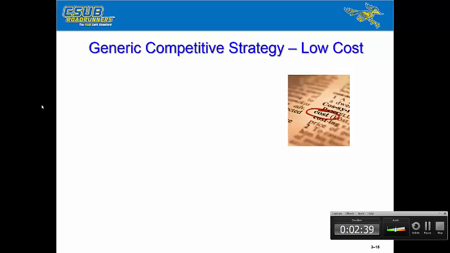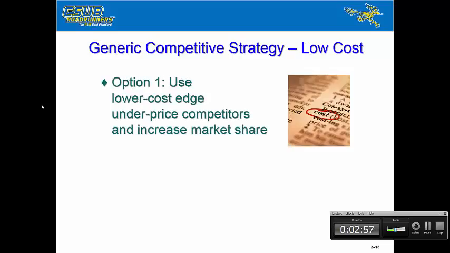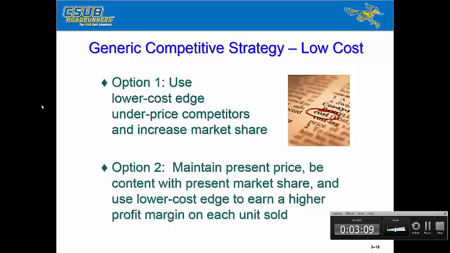So generic competitive strategy is basically your overall positioning for how you're going to compete in your marketplace. And in general, that can be either competing on cost or competing on differentiation. If you're competing on cost, there's two different options that you have. One is to use your low-cost edge to underprice competitors and increase your market share. The second option is to maintain your price, be content with your market share, not gain more market share, and use your lower cost edge to have a higher profit margin for each unit you sell.